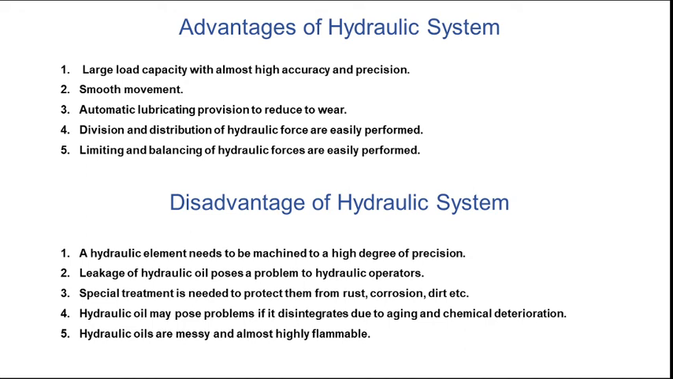Disadvantages of hydraulic system: a hydraulic element needs to be machined to the high degree of precision. Leakage of hydraulic oil poses a problem to the hydraulic operators. Special treatment is needed to protect them from the rust, corrosion and dirt, etc. Hydraulic oil may pose problems if it disintegrates due to the aging and chemical deterioration. Hydraulic oils are messy and almost highly flammable.